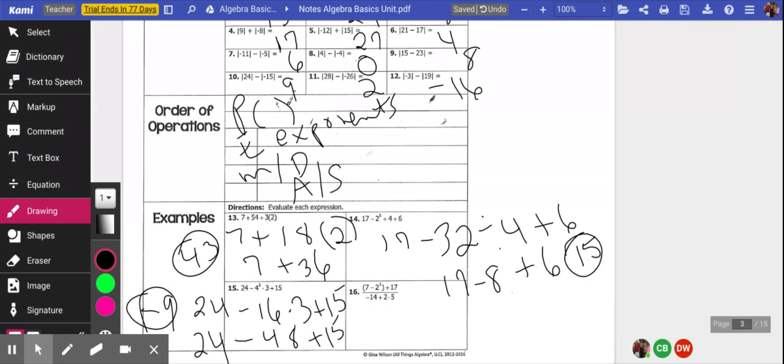We're going to do, the first thing we have to look at is inside the parentheses, there is an exponent. So we actually need to do 2 squared, which is 4. And then I'm going to go ahead and do 7 minus 4, which is 3. And then 3 plus 17 is 20. And then on the bottom, we're going to do the multiplying first. So we have 10. And then negative 14 plus 10 is negative 4. And then we're going to end up with a negative 5 answer.